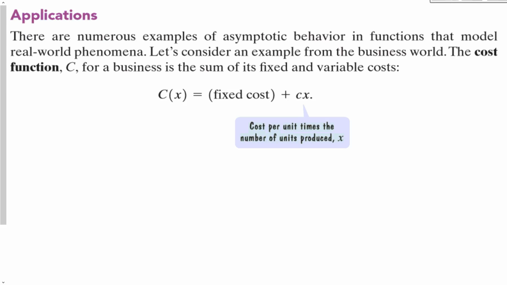Let's do some applications. There are numerous examples of asymptotic behavior in functions that model real-world phenomena. Let's consider a few of them very quickly. An example from the business world is a cost function. The cost function for a business is the sum of its fixed costs and variable costs. So this never changes. This changes per unit.